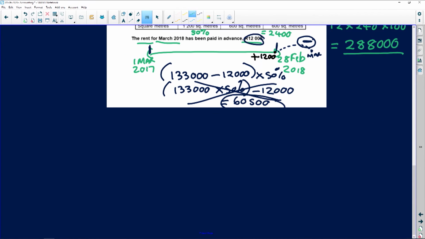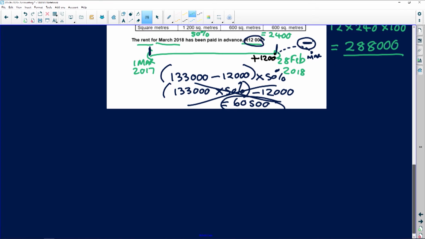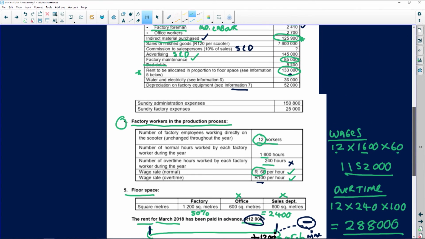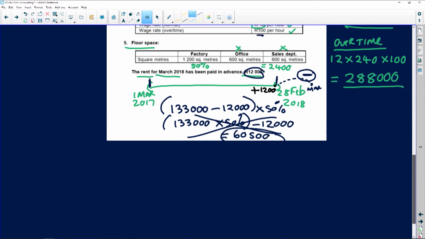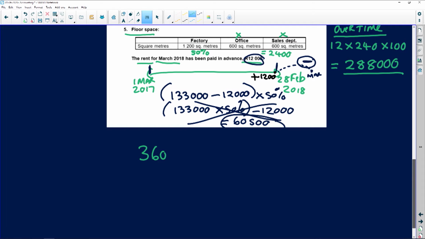So I'm just going to quickly extend the page. So my water and electricity from the table. Okay, let's find that quickly. So water and electricity is sitting at 36,000. Okay, so 36,000. I am first going to add on February's water and electricity not paid, so plus 1,200 because it belongs to this financial year. It needs to now be included. And then I'm going to allocate 60% to my factory overheads. Okay, so once again, guys, can you see I'm taking into account the year-end adjustment?